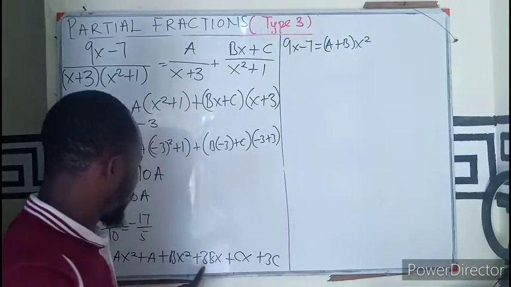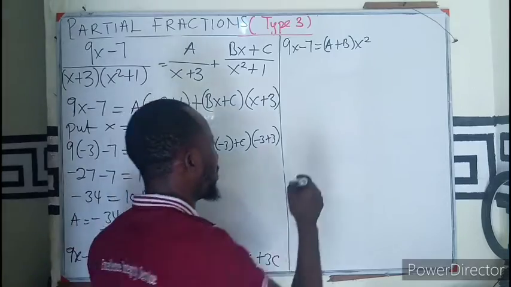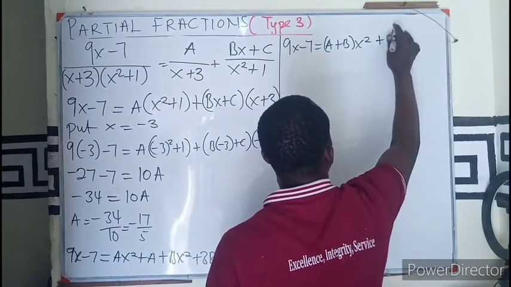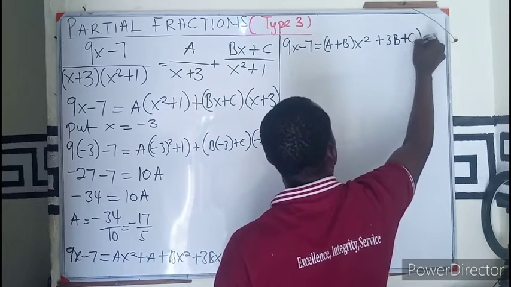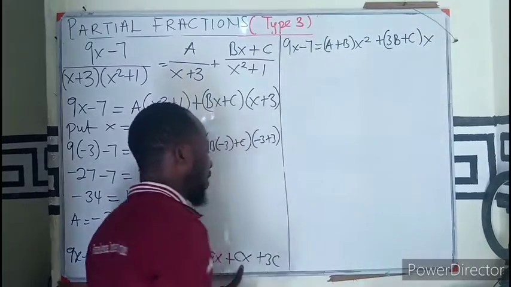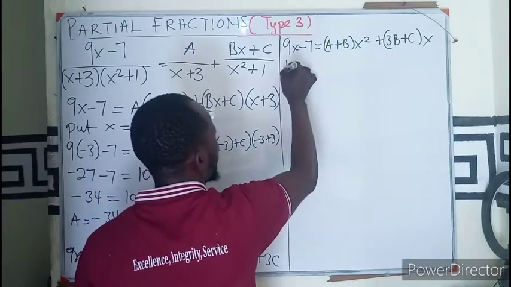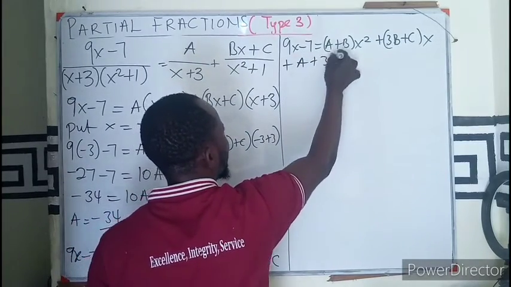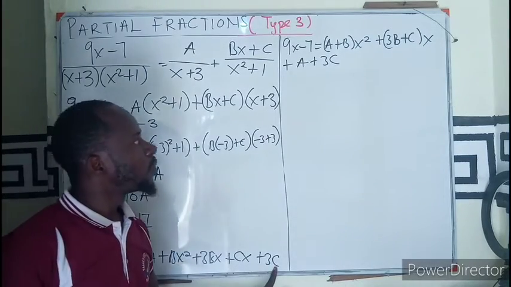So I'll be left with a factor of x. That also makes it 3b plus c. Also have a common factor of what? x. So what is left? Plus a plus 3c. This is a constant. This is a constant. Alright.